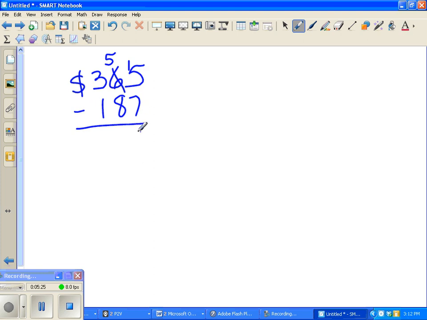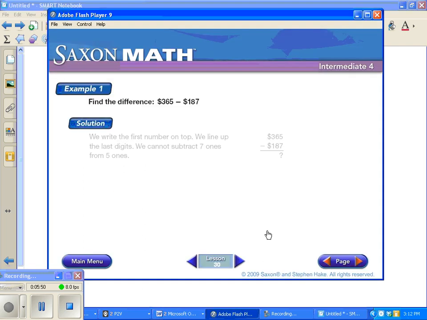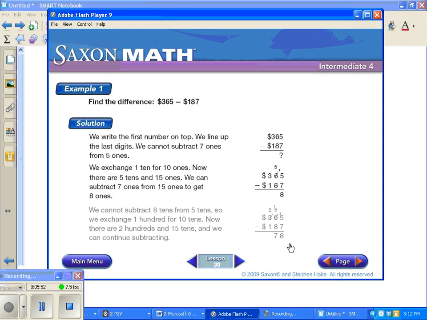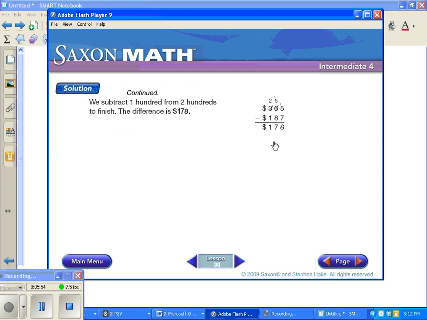15 minus 7, 8. Now we have 5 minus 8. Another problem. So this 5 needs some help. He goes to the next door neighbor. This neighbor becomes a 2 and says, sure, I'll help you out. This becomes 15 tens. So 15 take away 8, 7. And 2 minus 1 is 1. And I can't forget my dollar sign. $178 is the difference. They're just showing all those steps, and we concur.